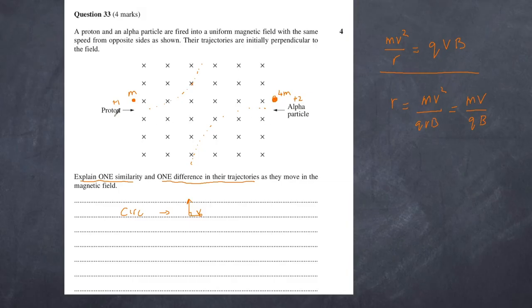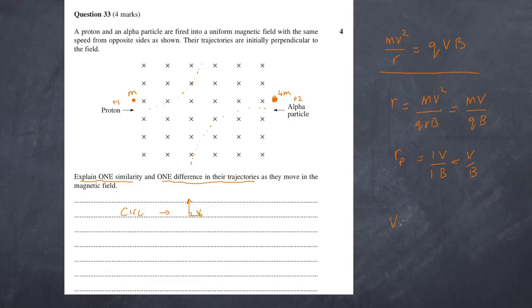Now for the proton, r is simply equal to mv over qb, and m is going to be the value of, let's say, 1, and q is going to be the value of 1. Then the r for the proton is going to be equal to 1 multiplied by v over 1 multiplied by b, so it's going to be equal to v over b. I'm just using the values of 1 for both mass and charge here.